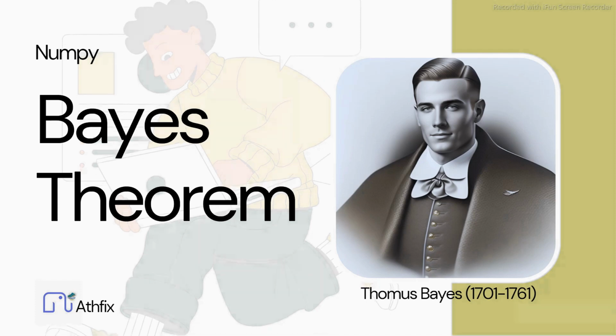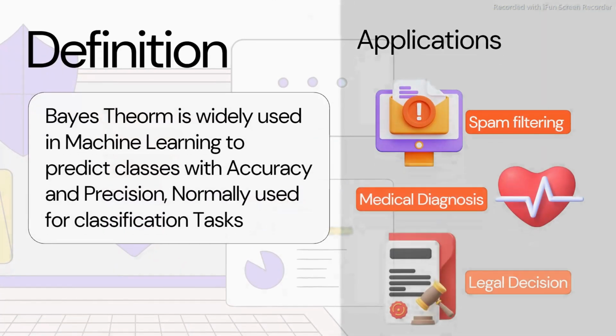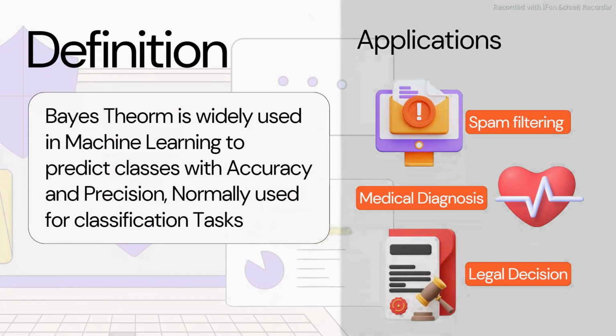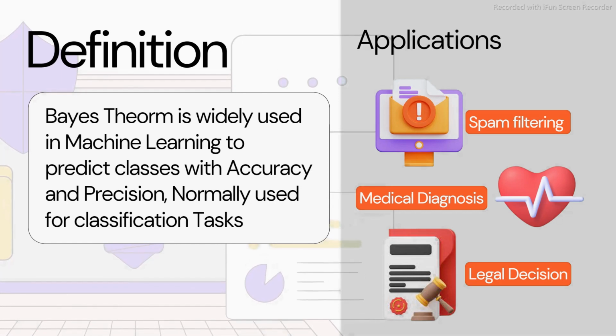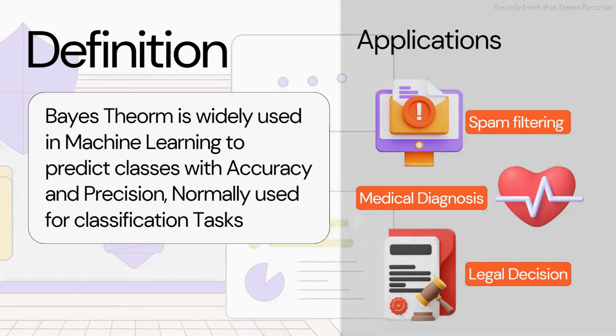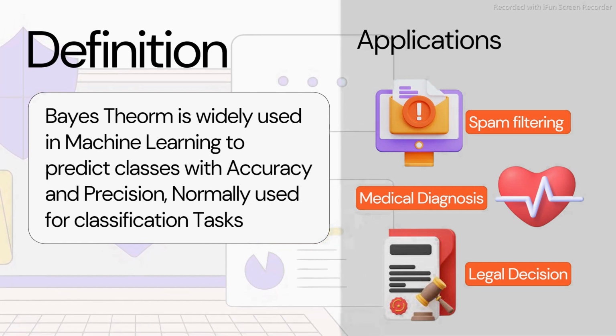Let's go with the definition. It is one of the machine learning techniques to create classes or predict the classes with accuracy and precision. Its main applications can be seen in spam filtering, medical diagnosis, and legal decisions.